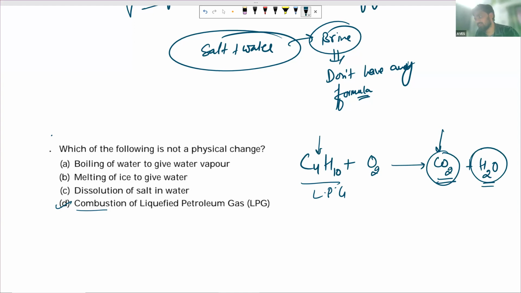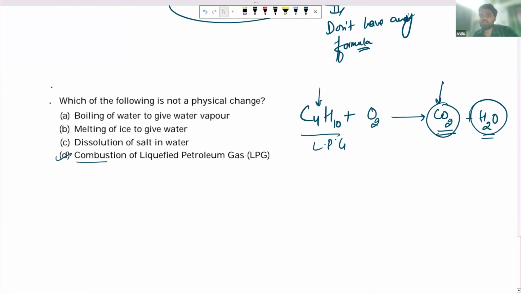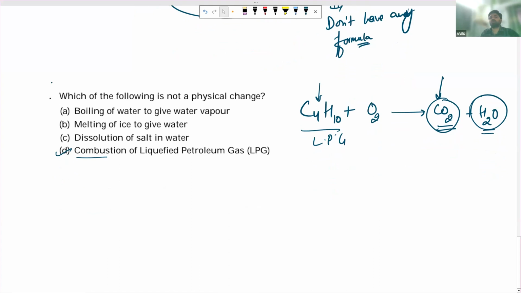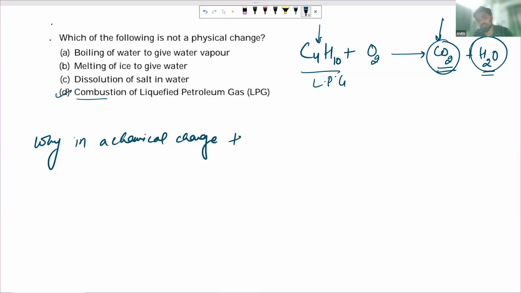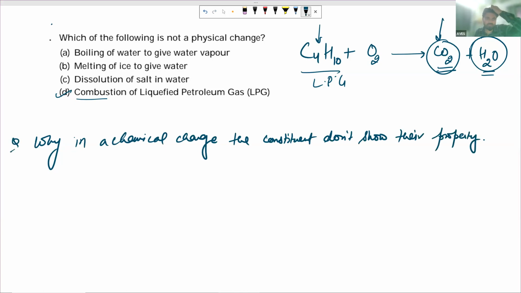Okay. Can you tell me the reason why, when substances form a compound, they do not show the property of the constituents? Why don't they show the property of the constituents? So let's study this topic, because you have studied this in the 9th standard. Why in a chemical change do the constituents not show their property?